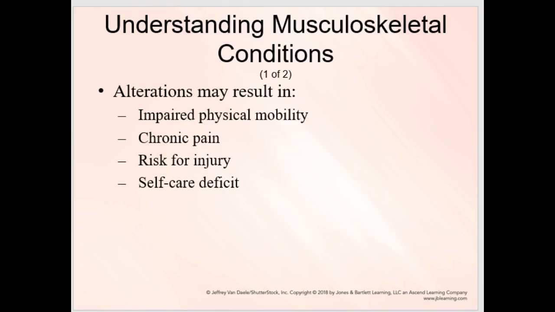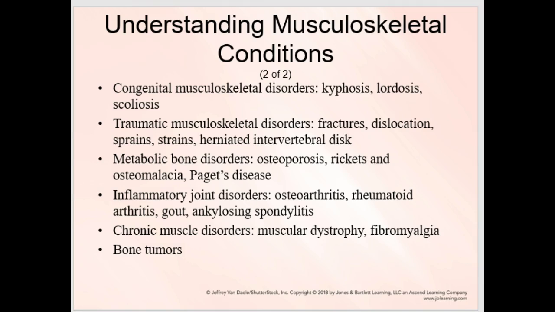But obviously musculoskeletal conditions can cause a lot of issues: chronic pain, injury, impaired physical mobility, self-care deficit. There are different types we're going to move into: congenital, traumatic, metabolic, where something's wrong with their metabolism, inflammation, which is probably the one that sounds most familiar to you guys, chronic issues, and bone tumors. We're going to run through most of these.